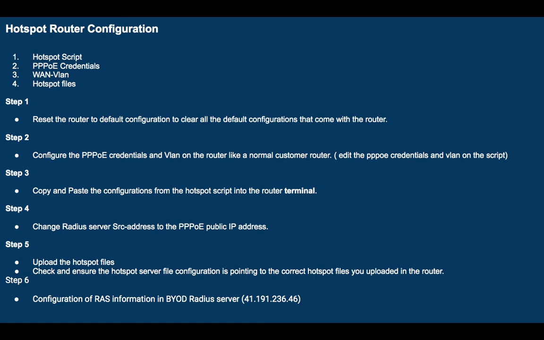Then the sixth thing that we need to look at is configuration of the RAS information in the RADIUS server, or the 421.1.236.46 server. So this will allow the router to work as the remote access server for the hotspot, right?